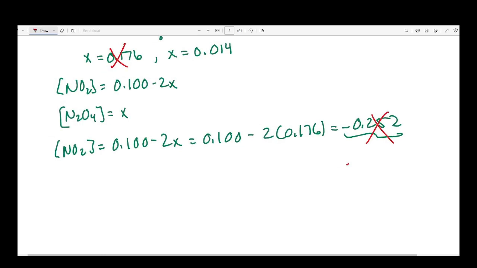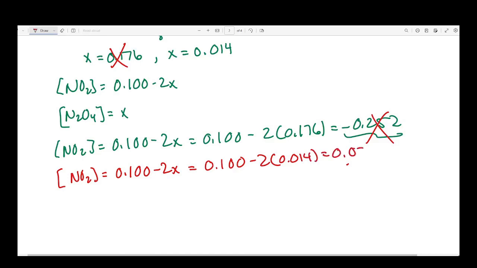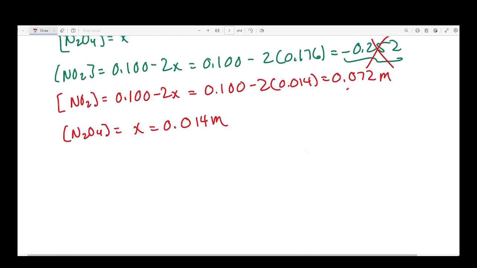So we can use X equals 0.014 and see what we get. If X equals 0.014, our NO2 concentration at equilibrium is equal to 0.100 minus 2X, which is 0.100 minus 2 times 0.014. That's equal to 0.072 molar. And the N2O4 concentration is equal to X, which is 0.014 molar. Okay, so that's how we find our equilibrium values using the ICE table and the K.